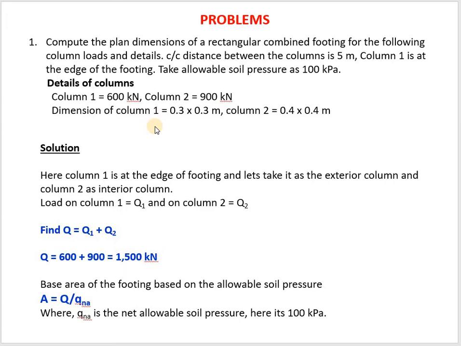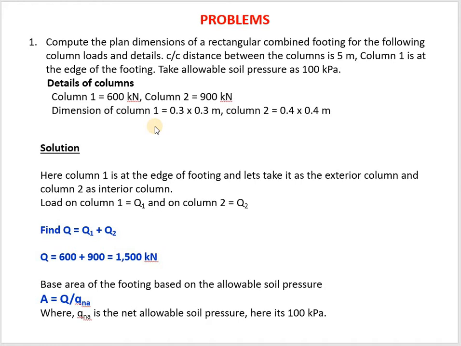Here, it is already mentioned that column 1 is at the edge of the footing. That means that will be the boundary wall. So we take it as the exterior column, and let us take column 2 as the interior column, because they are not mentioning anything about column 2, but they are saying that column 1 is at the edge of the footing, that is, almost at the outer side of the footing. While seeing the figure you will get a better understanding.